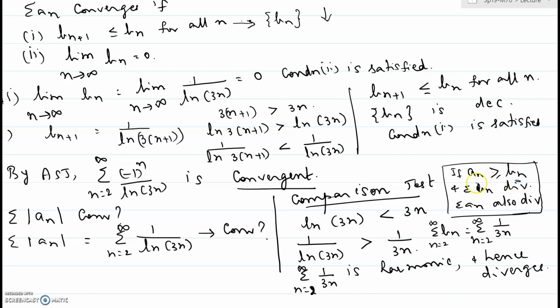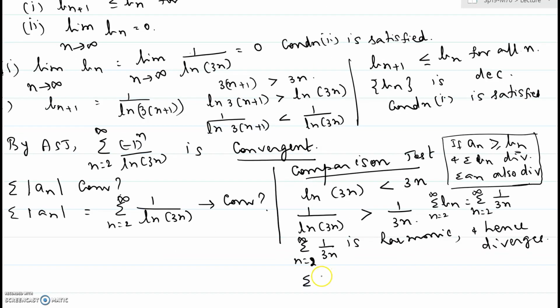So if sigma bn is divergent, and we have a relation, this 1 over ln of 3n is actually the nth term of the given series. So the given series sigma absolute an, which is equal to sigma n varying from 2 through infinity 1 over ln of 3n, which is more than a divergent series, also diverges. So this statement actually shows that sigma absolute an is not convergent. That means sigma an is not absolutely convergent.